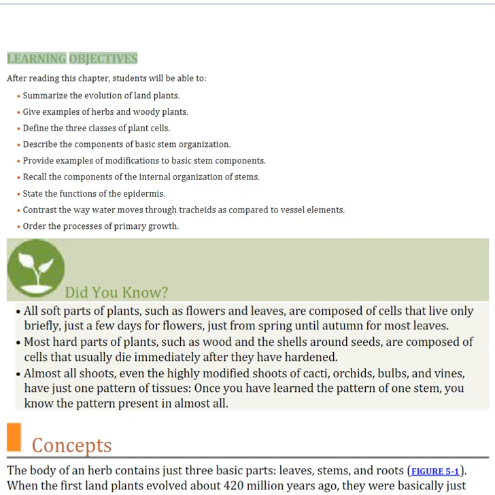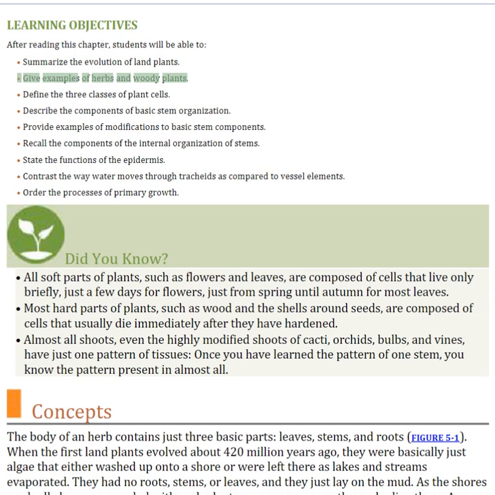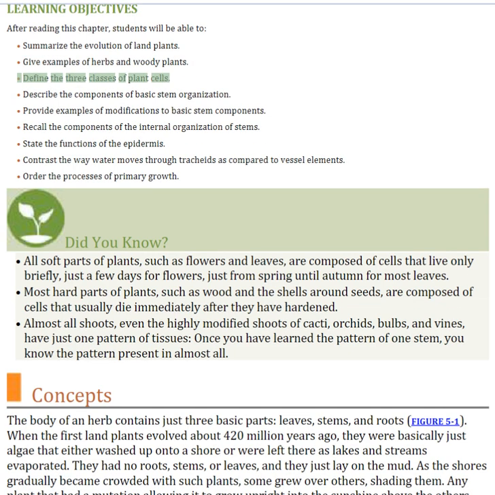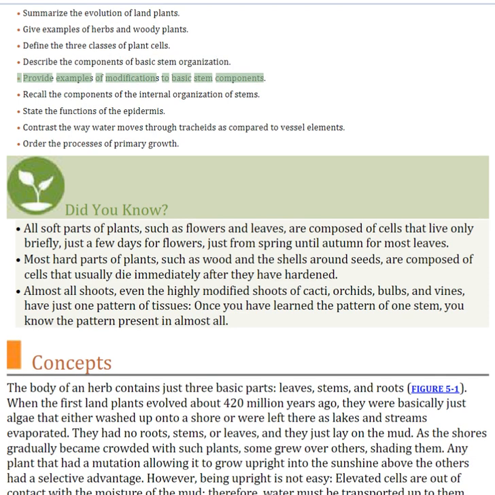Learning objectives. After reading this chapter, students will be able to summarize the evolution of land plants. Give examples of herbs and woody plants. Define the 3 classes of plant cells. Describe the components of basic stem organization. Provide examples of modifications to basic stem components.